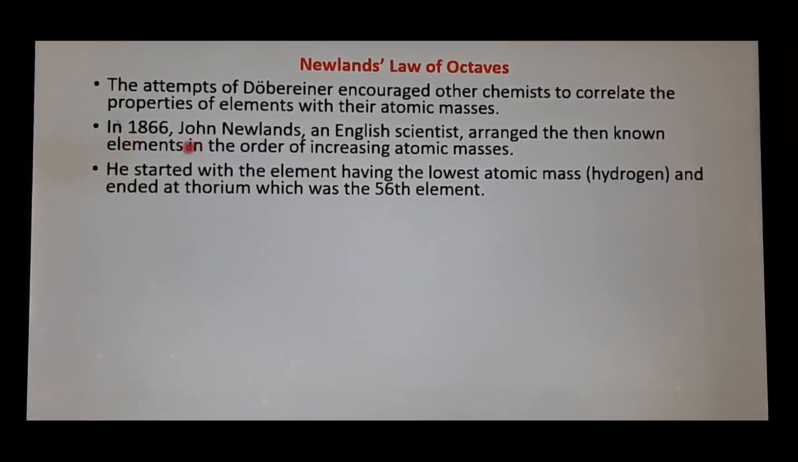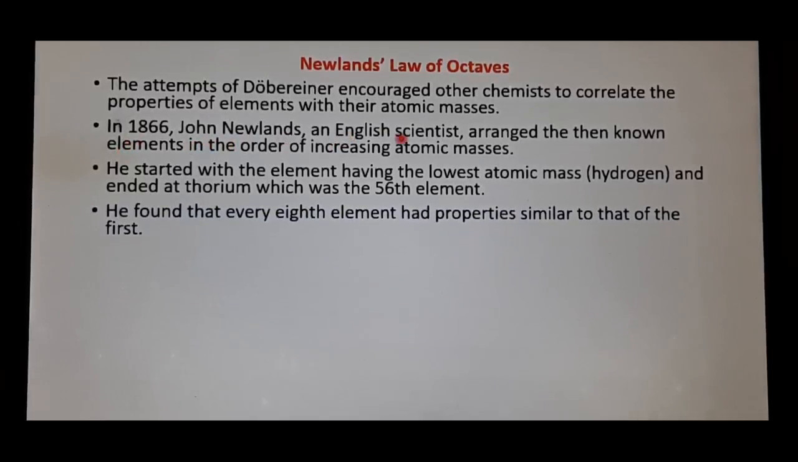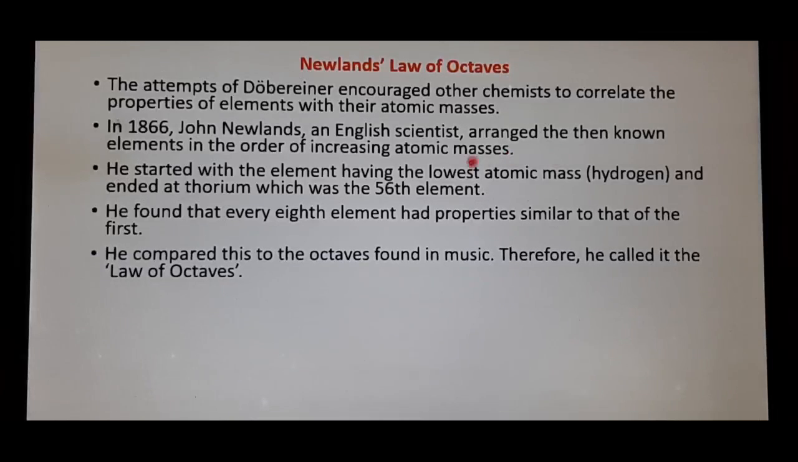So in 1866, John Newlands, an English scientist, arranged the then known elements in order of their increasing atomic masses. Like we have already talked about, 56 elements were known at that time. He arranged all the elements in order of their increasing atomic masses, not like Dobereiner, who could arrange only 9 elements.